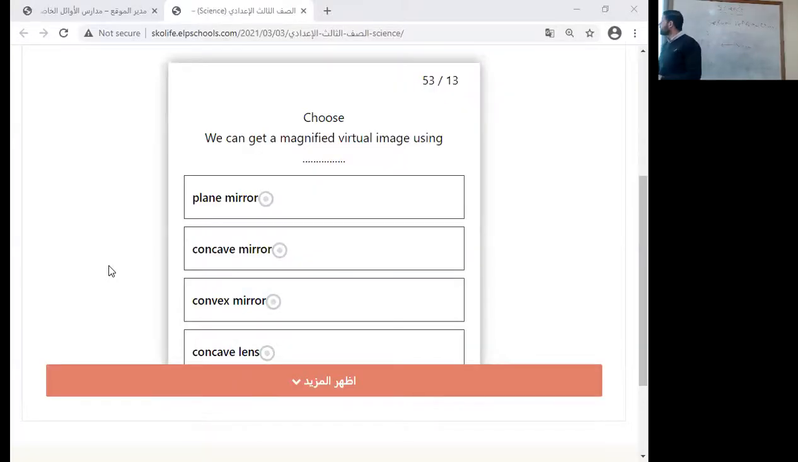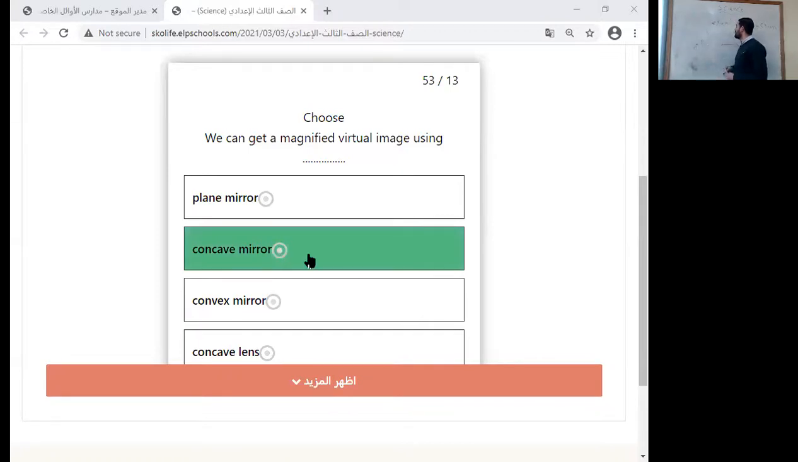Let's return back. While in case of a convex mirror, it always forms a small or minimized image, and a concave lens also. However the object position changes, it forms at all a small or minimized image. So the answer will be concave mirror when the object is put between the focus and the pole of the mirror. Okay.